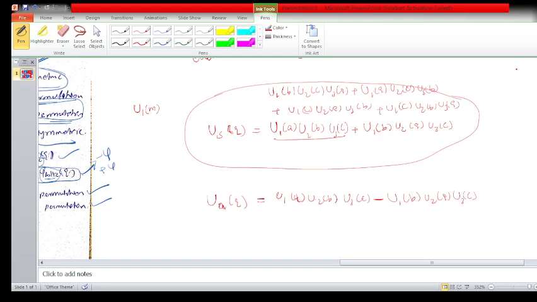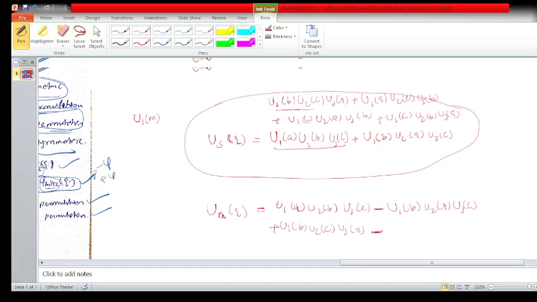And what about the third one? The third one is even, which means this one: u1 of B, u2 of C, u3 of A. This is even, so we are having a plus sign here. And if you consider the next one, if it is odd, then you will again have a negative. So for odd permutations, we will be having negative values.